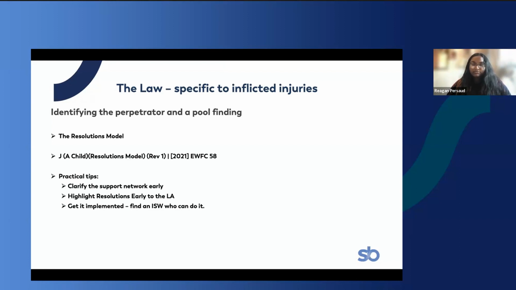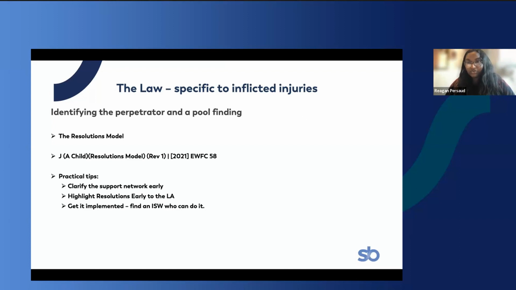And we can try to rehab the child back to the family with initially 100% supervision by family and friends, for instance, and then slowly working our way down to a situation where the family can then be left on their own and move on from this situation. Resolutions is useful, it is powerful, it helps families in cases with inflicted injuries be able to move on and reunite with their children. And it's certainly something I would suggest that you're all aware of.